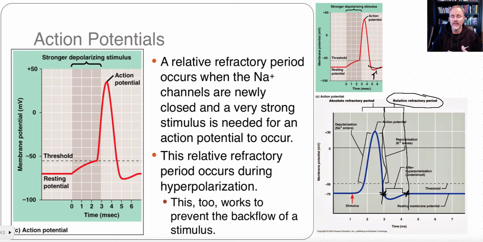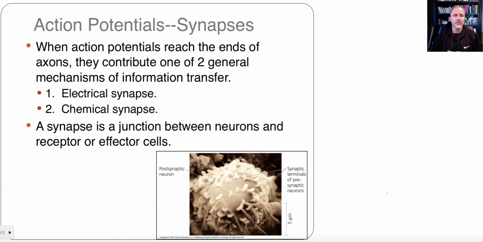So both of these things are working to prevent the backflow of the stimulus and allowing the membrane potential to reset so that we can fire another action potential. Okay, so in the next phase of this, we're going to show what happens when these action potentials get to the synapse.